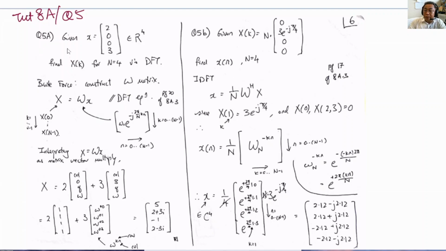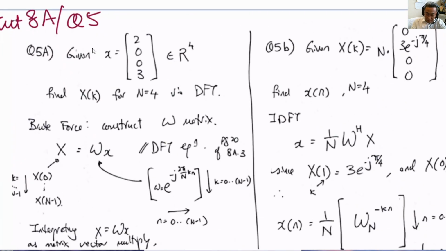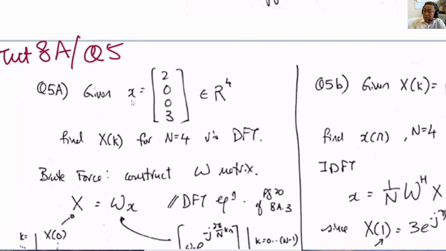This is tutorial 8A question 5. The question is this. We're given a 4 sample time sequence, small x, that has 2003 as its value. And we are asked to find capital X, xk, via the DFT method.